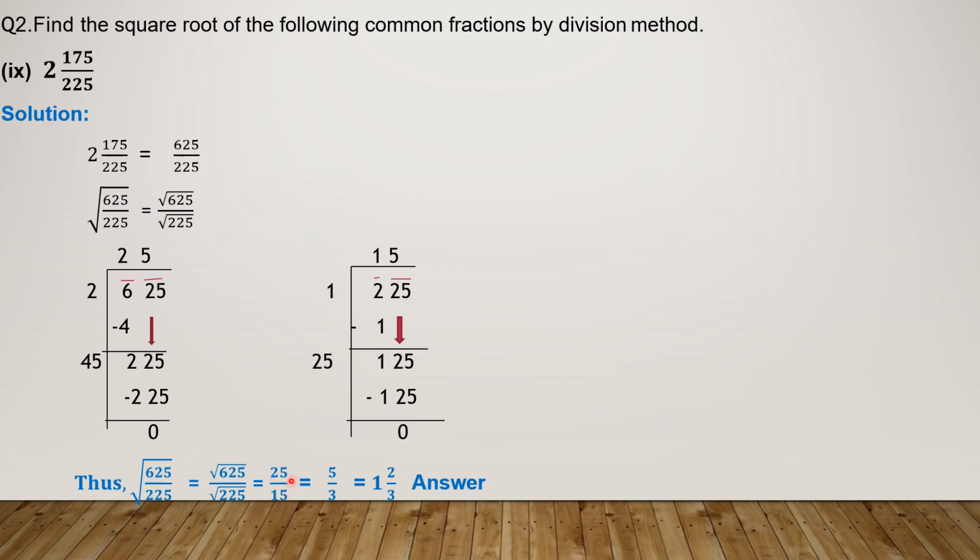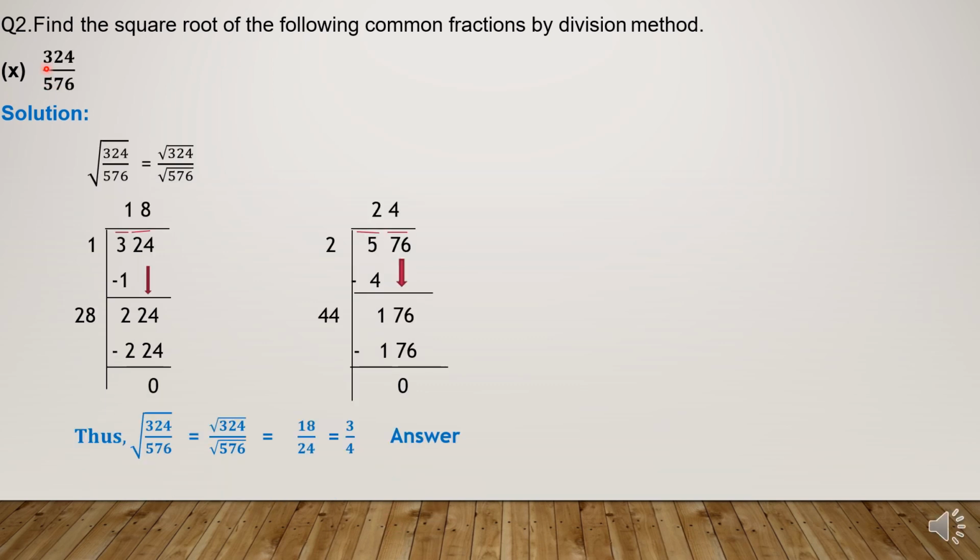First of all, students, we have to simplify this. 5 5s are 25, 5 3s are 15, means cancel 25 by 15 with the table of 5. Both can be cancelled out with the table of 5 and we get 5 by 3. Numerator is greater than denominator, so we will convert it into a compound fraction and we will get 1 whole 2 by 3, and that is our answer.